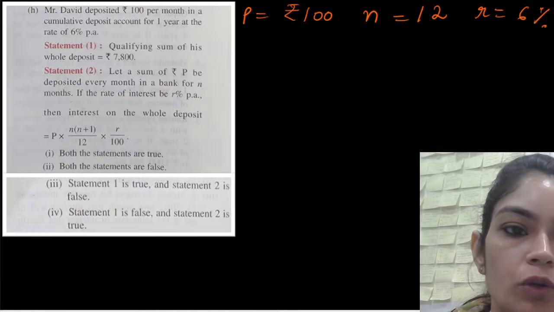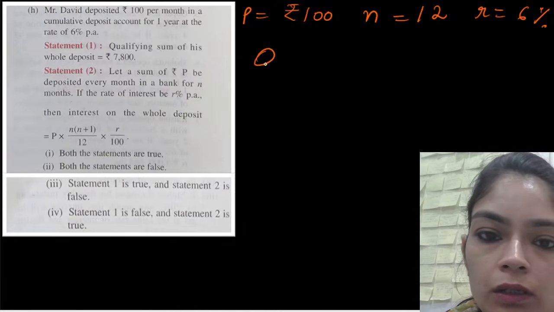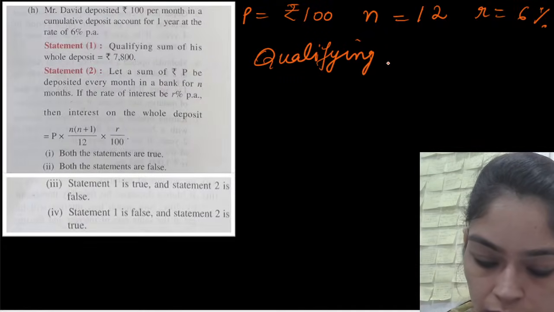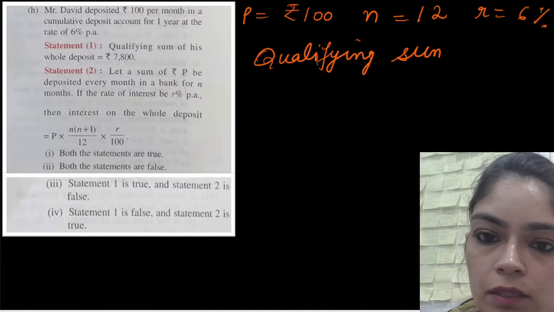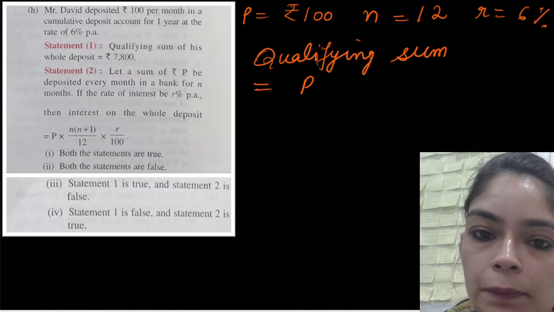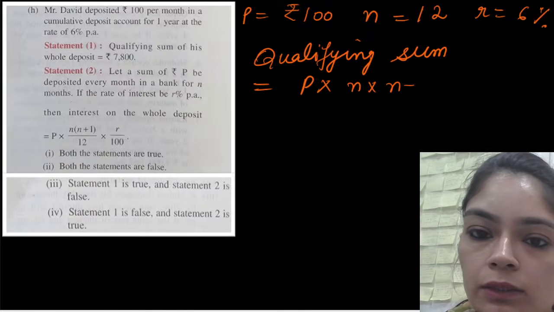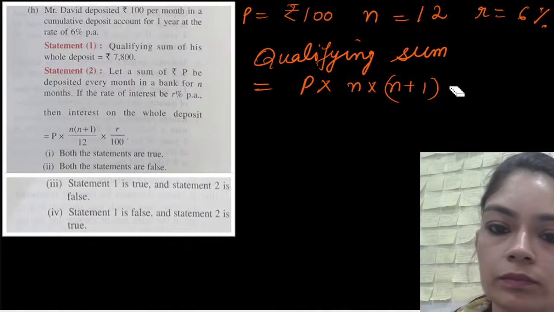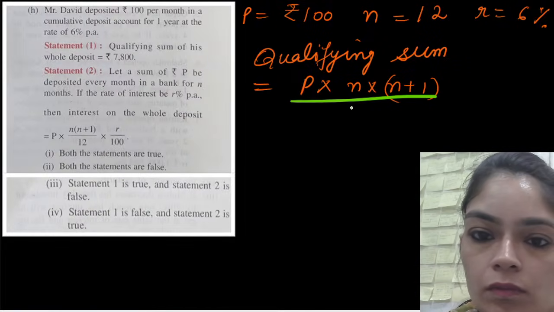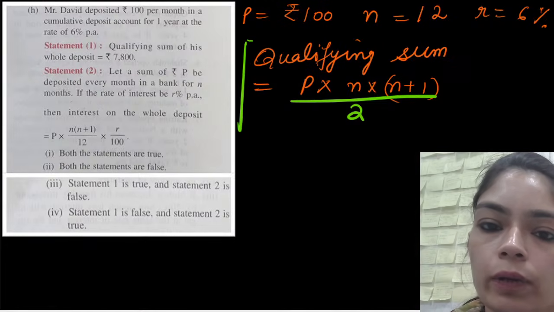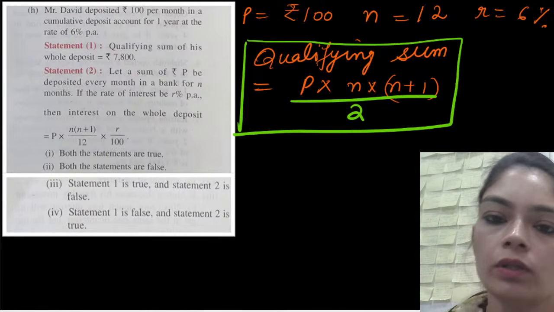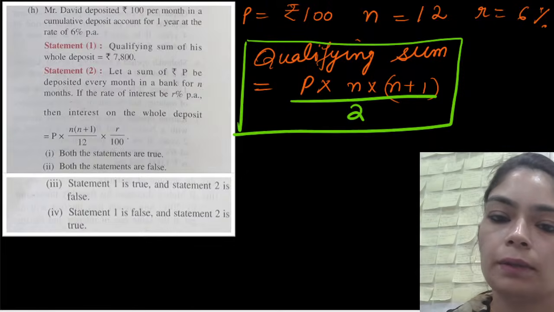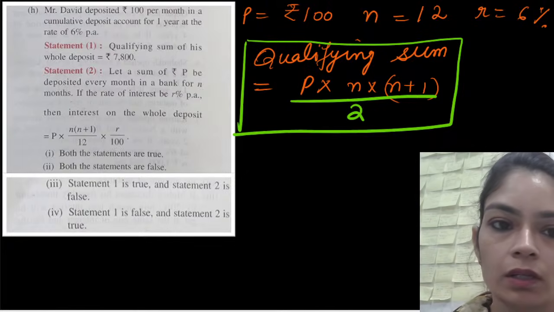So qualifying sum for the whole deposit. See, I'll tell you the qualifying sum's formula. Qualifying sum is equal to P into N into N plus 1 by 2. This is the formula of qualifying sum. You can just make a note. So this is what we have to see now.